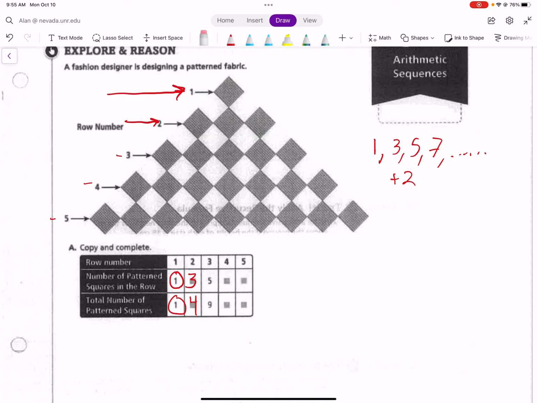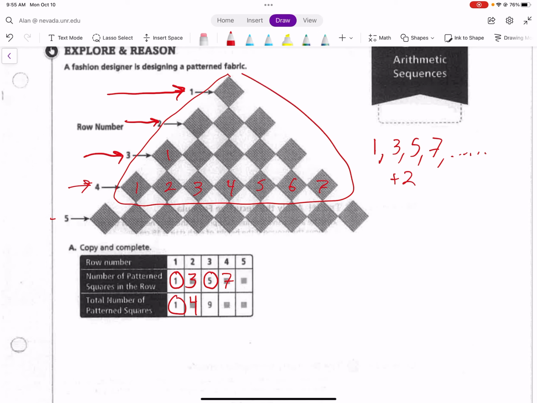We'll do the same thing for row number 3. We have 1, 2, 3, 4, 5, which they already have written here, and the total number of everything above it, 5, 6, 7, 8, 9 total pattern squares. For row 4, we have 1, 2, 3, 4, 5, 6, 7 pattern squares in that row, and the total is all of them above. So 7 plus 5 plus 3 in this one plus 1. That gives us a total of 16 pattern squares.